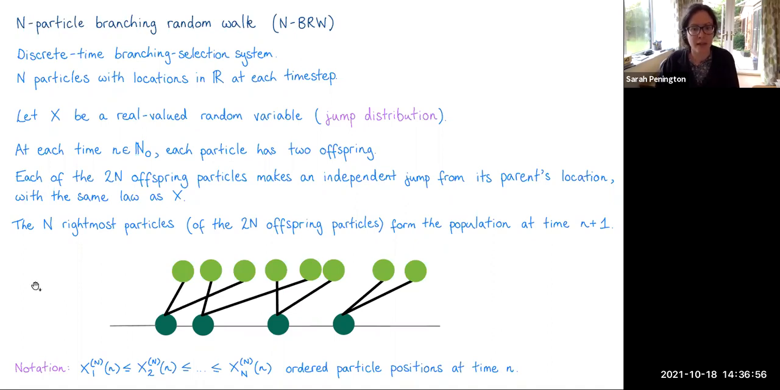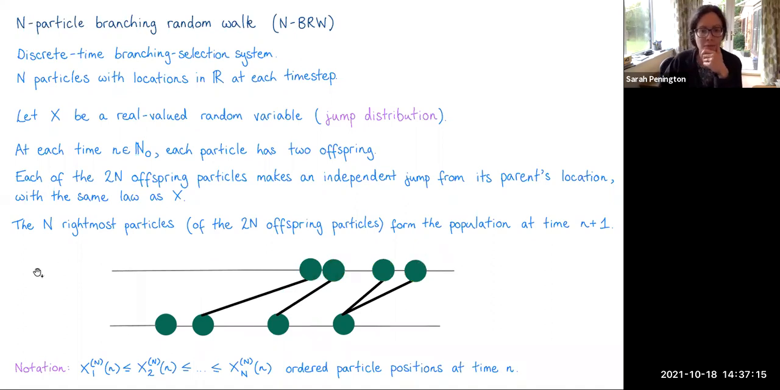Each of them has exactly 2 offspring, each of which makes an independent jump away from the location of its parent. And then we see which 4 particles are rightmost. So that's these 4 particles, and these 4 particles are going to get killed. So we kill those particles, and these 4 rightmost particles form the new generation at time n+1.